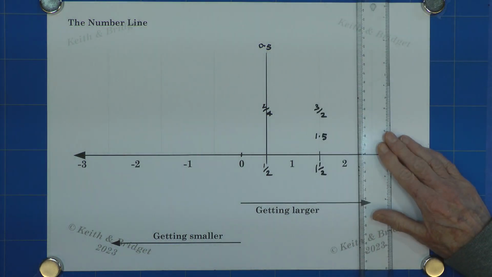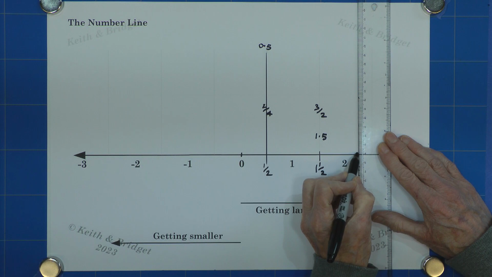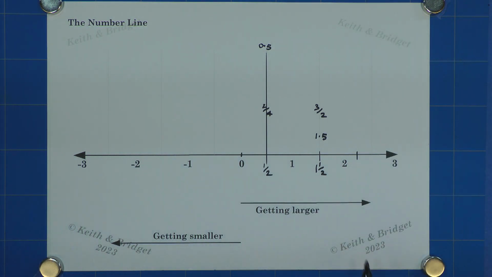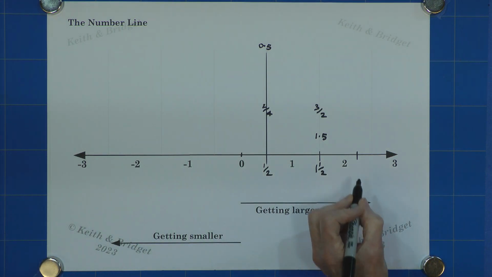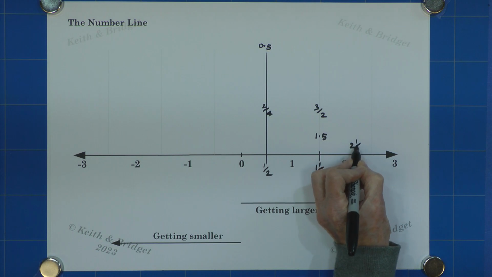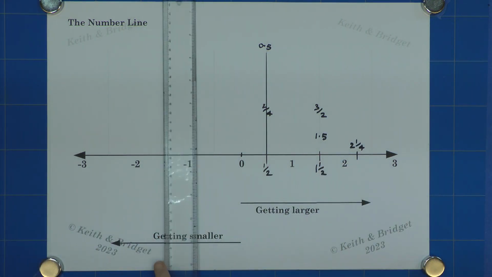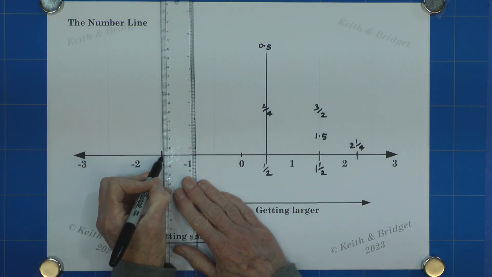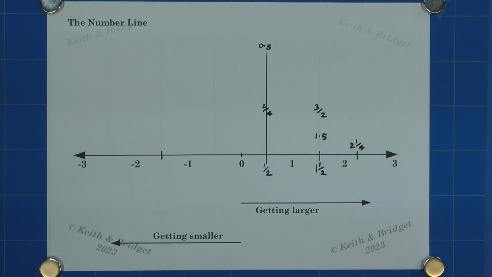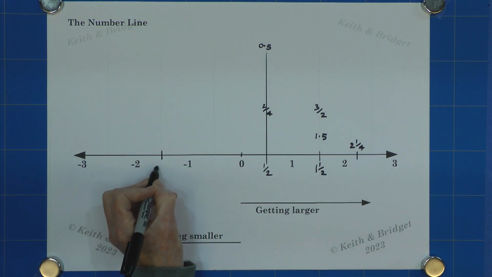If we go a quarter of the way along there, this is a quarter of the way along between 2 and 3. What might that be? So it's 2 plus a quarter, so 2 and a quarter. And similarly, going back this way, what might we have at this point here? Okay, minus 1.5. Yes, it's going that way.